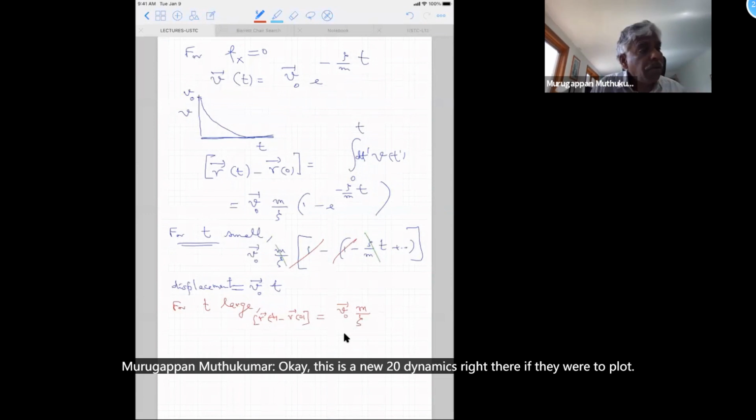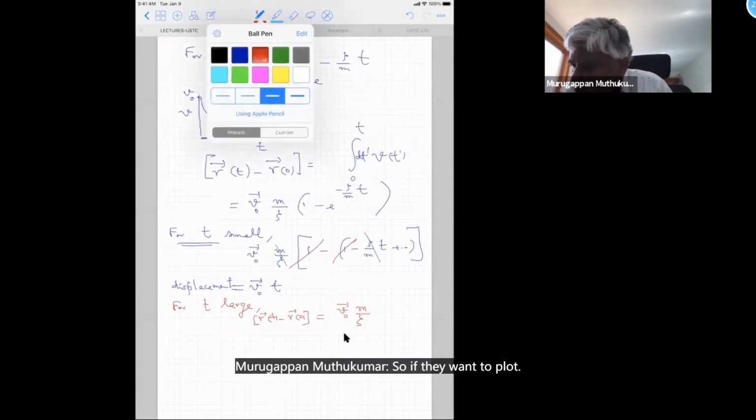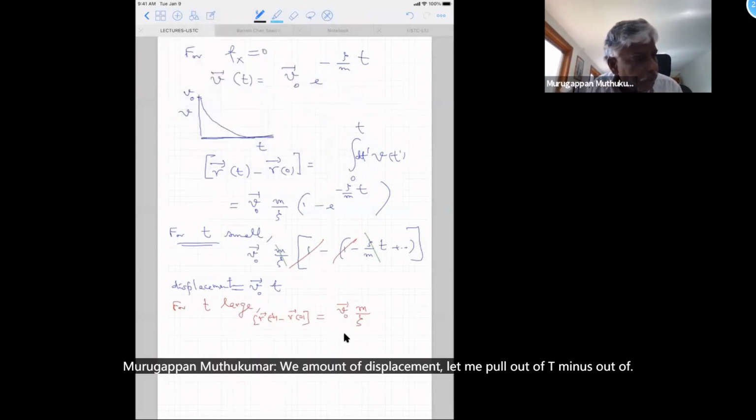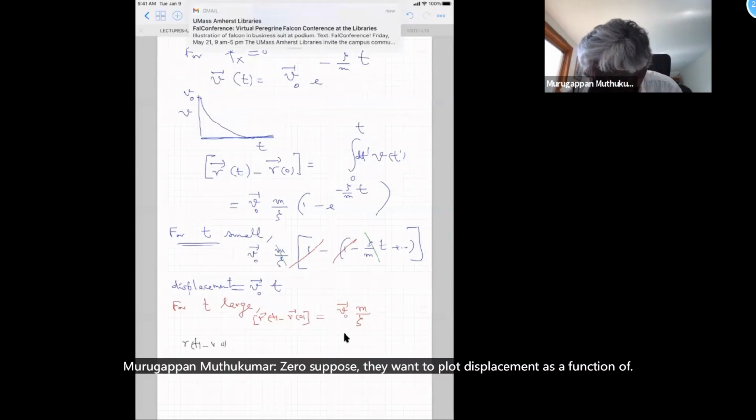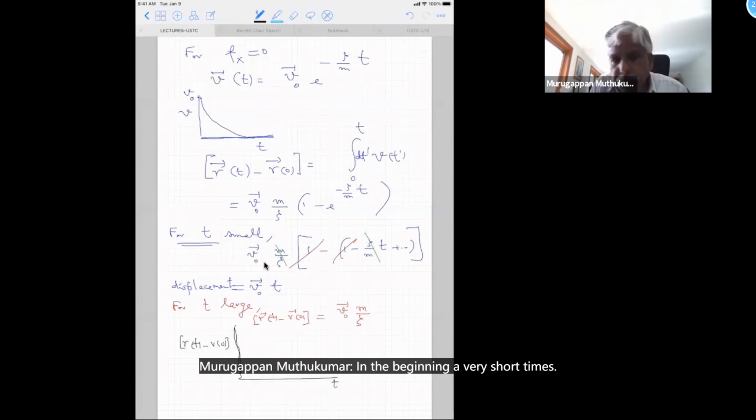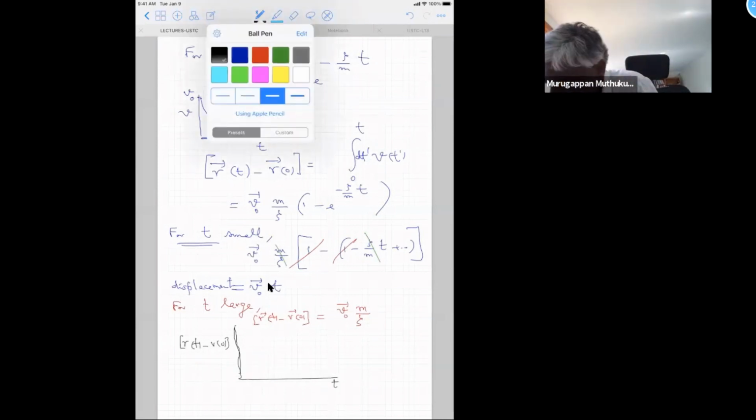Therefore, if I want to plot displacement, R of t minus R of 0, as a function of t, in the beginning, at very short times, it goes like t. It's linear.